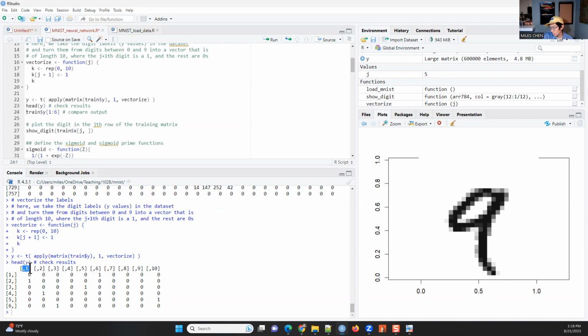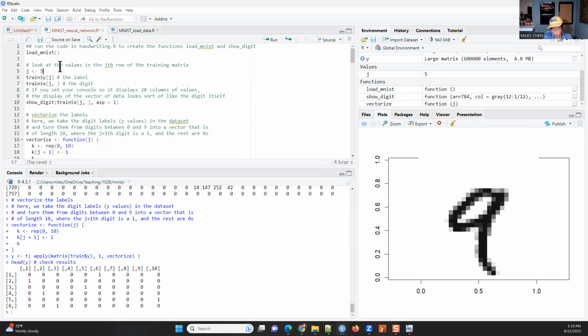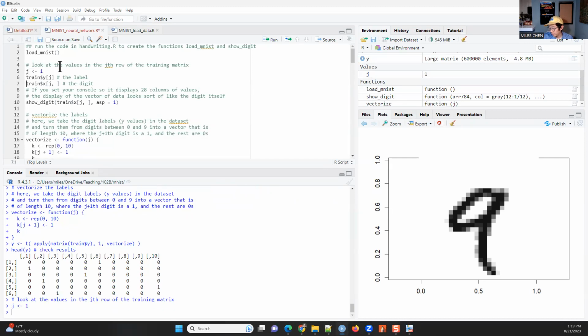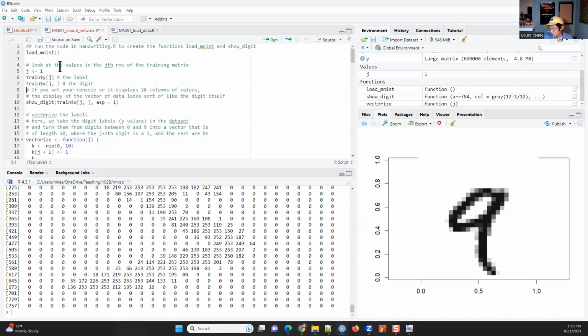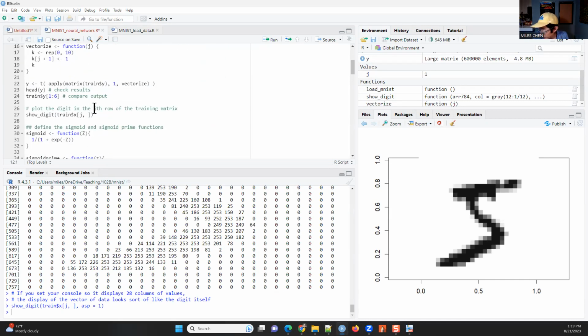Basically, the first column is for 0, the second column is for 1, and the 10th column is for the digit 9. So 0, 0, 0, 0, 0, 0, 0, 0, 0, 1 corresponds to the digit 9. And this one, 0, 0, 0, 0, 0, 1, and then 0, 0, 0, 0, corresponds to the digit 5. And again, the very first image was a 5. Okay, so that's what we want.